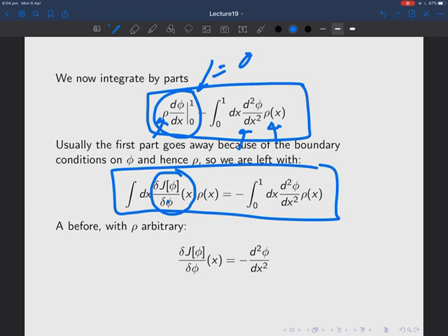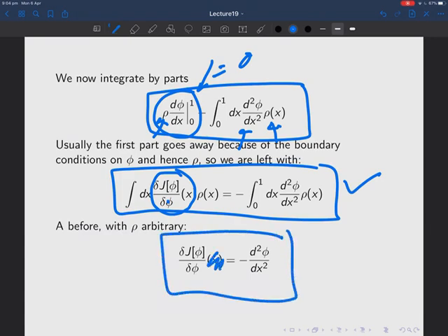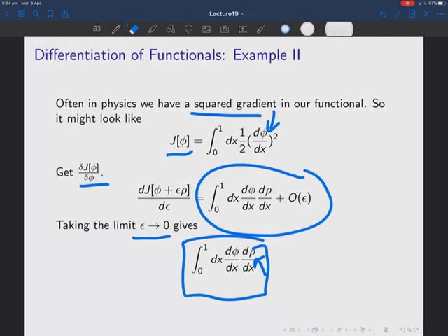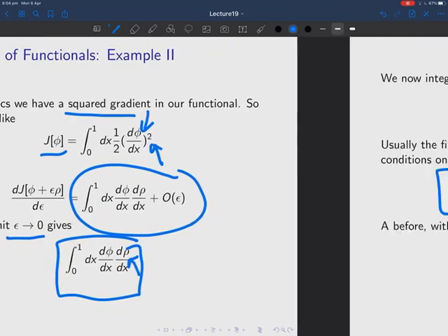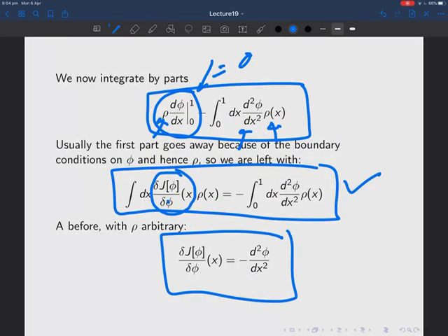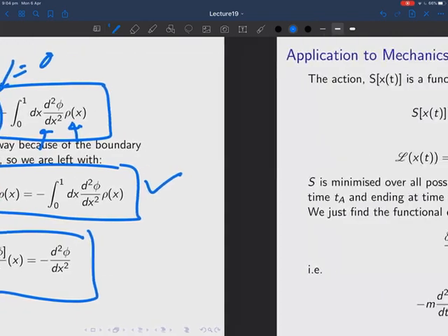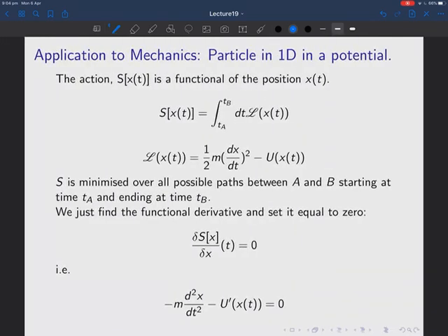And the only way that this expression can always be true, this expression here for all ρ, is if δJ/δφ, the functional derivative of J, is equal to minus d²φ/dx². I shouldn't really have that there. It's possible to write it that way, but it's okay. All right, so that's our functional derivative. The functional derivative of this thing here, our squared gradient, gives us a negative second derivative term. All right, so the applications of that to mechanics are fairly obvious.